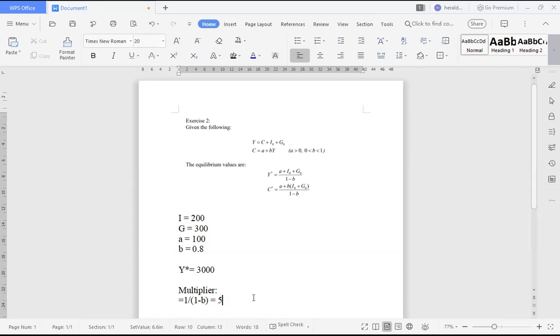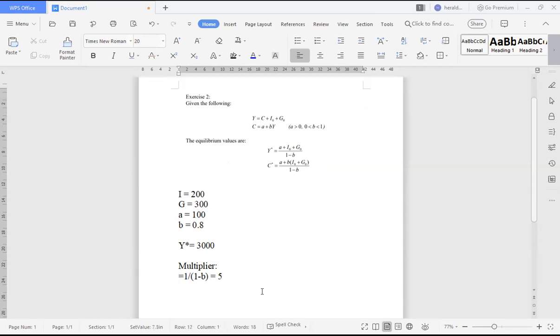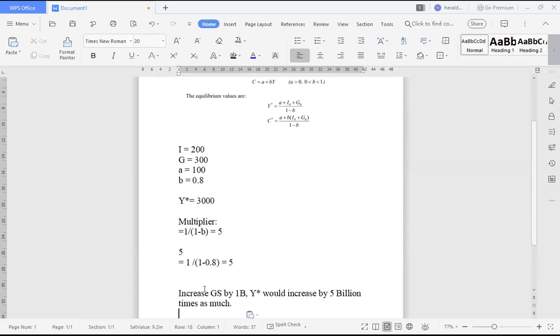What would be the economic analysis, class, when we have these values? Concerning ourselves with the multiplier first, as an economic analysis, if we increase government spending by 1 billion pesos, suppose we have that much money, Y star would increase by 5 billion, or 5 times as much. So just a review, class, of what a multiplier is.